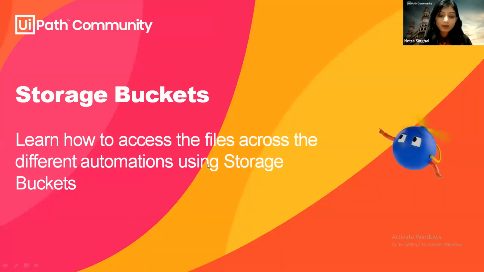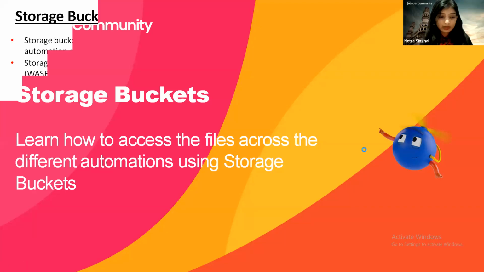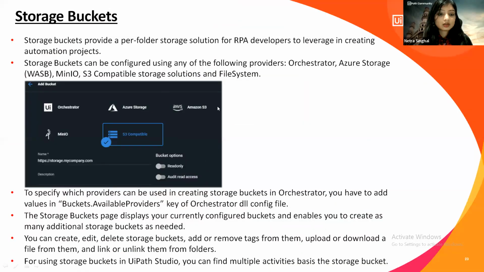Going on to the next topic, which is storage buckets. With storage buckets, you'll learn how to access files across different automations. This is how a storage bucket looks. It'll provide you options for selecting the storage bucket. You can select Orchestrator, Azure Storage, Amazon S3, MinIO, S3 compatible, and even any other you want to add, you can add it.